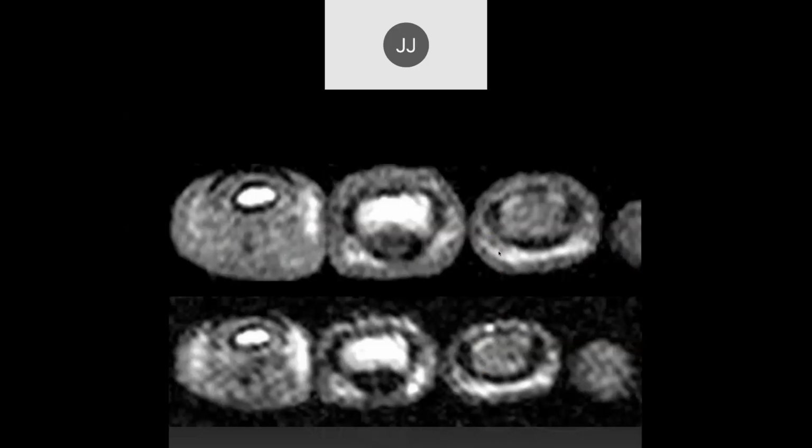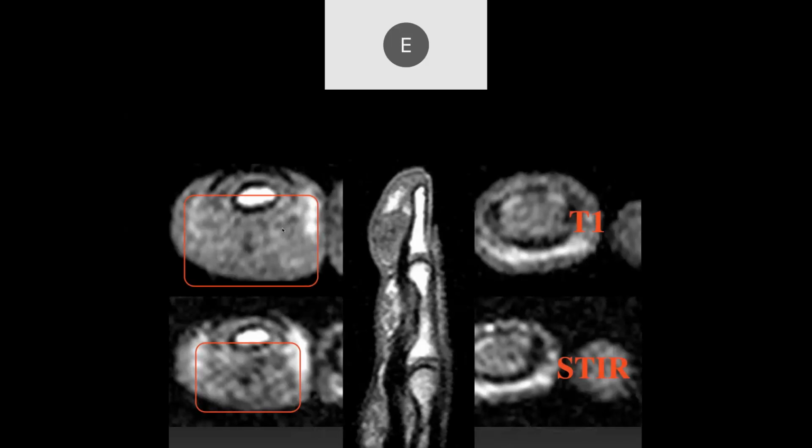Okay, Elior. Looking at the second digit, we see a lot of soft tissue thickening along that volar aspect. I don't see the tendon very well. Okay. Down the sagittal view, yeah, we see the tendon well there, but there's this nodule in the soft tissues that could be a rheumatoid nodule.